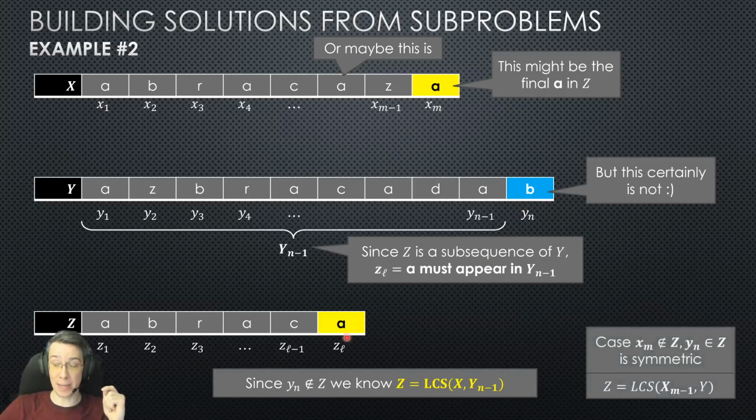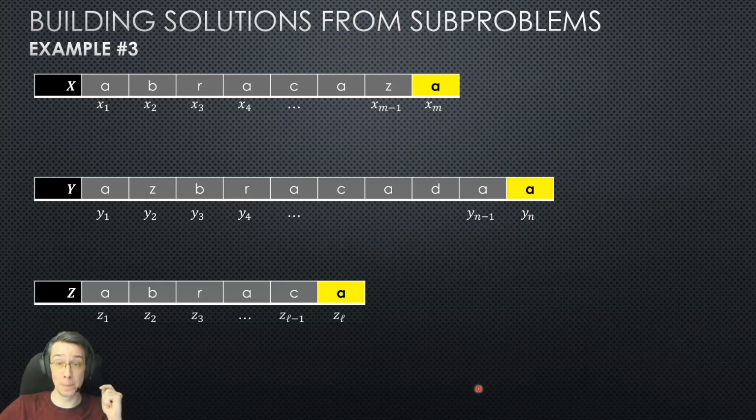And the symmetric case, where the last letter of x doesn't match the last letter of z, but the last letter of y does, that case is symmetric. And so in that case, the LCS will just be the LCS of xm minus 1 and y. In that case, we'll chop off the last letter of x because it won't match. In the earlier case, we chopped off the last letter of y because it doesn't match the last letter of z.